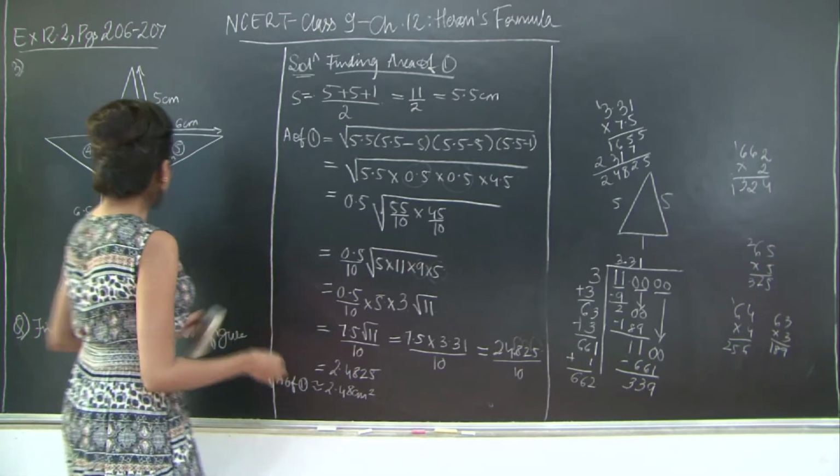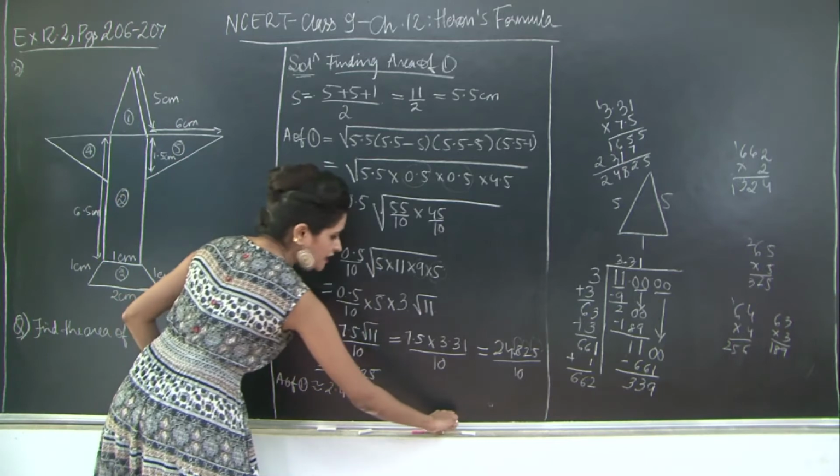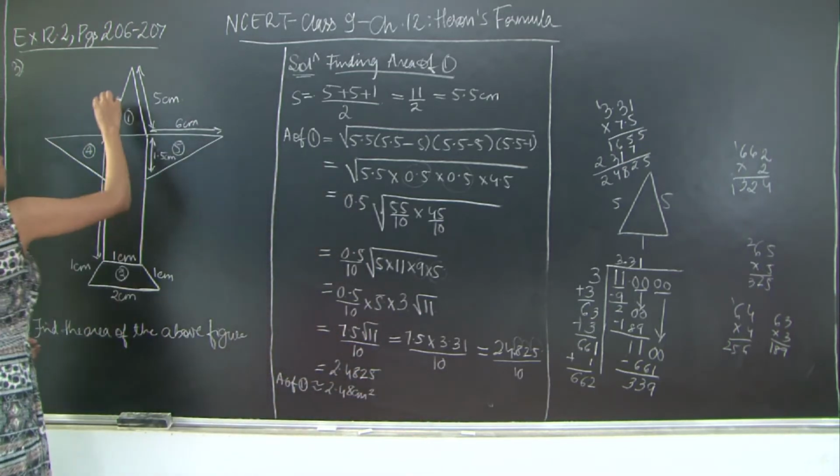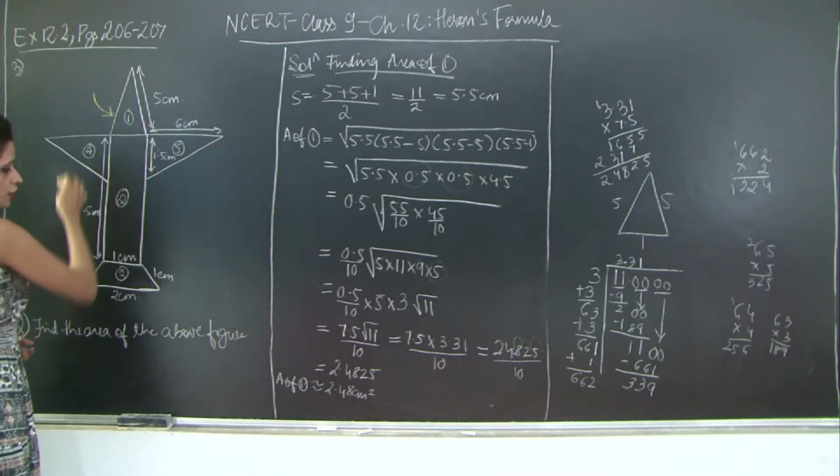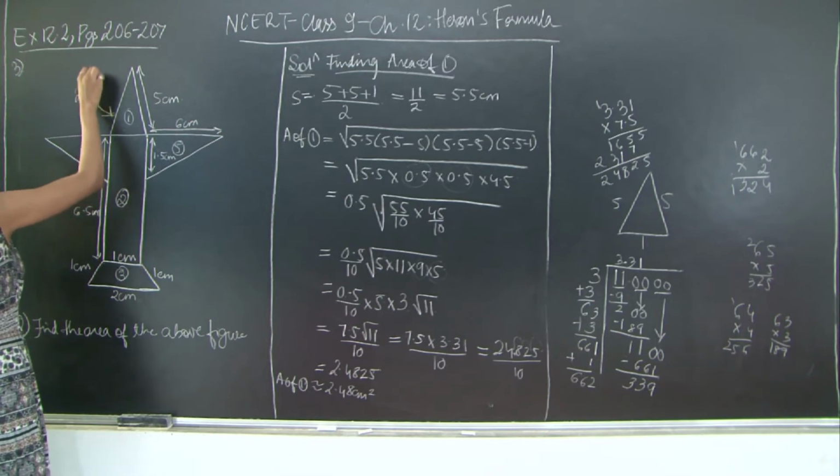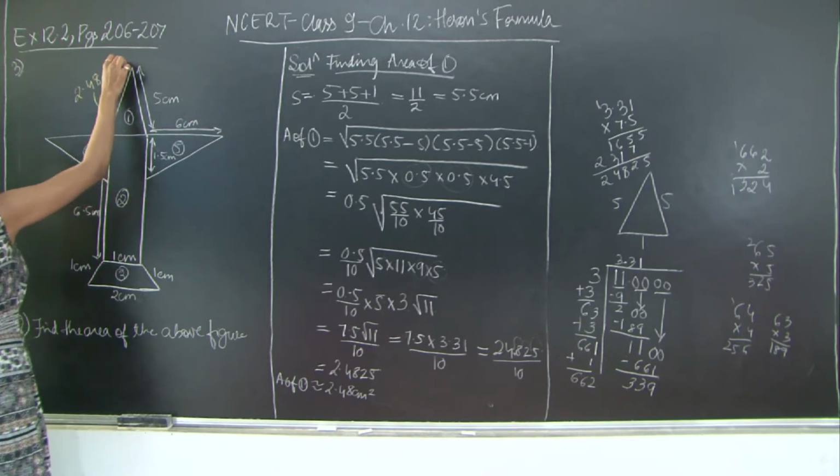So let's go and let us mark this because we might have to erase the board as well. So this is 2.48 centimeter square, right?